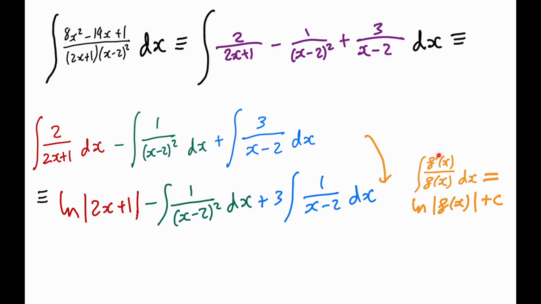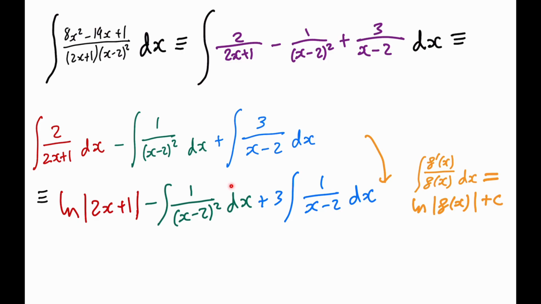We just use this formula here, where you have the ln form, where you have the differentiation at the top over the function at the bottom, and you get the ln of the modulus of the function plus c. So this red one here, that I've labeled red, becomes ln |2x plus 1|. Pretty straightforward. We ignore the plus c because we have more integrations. We can just add the plus c at the end.